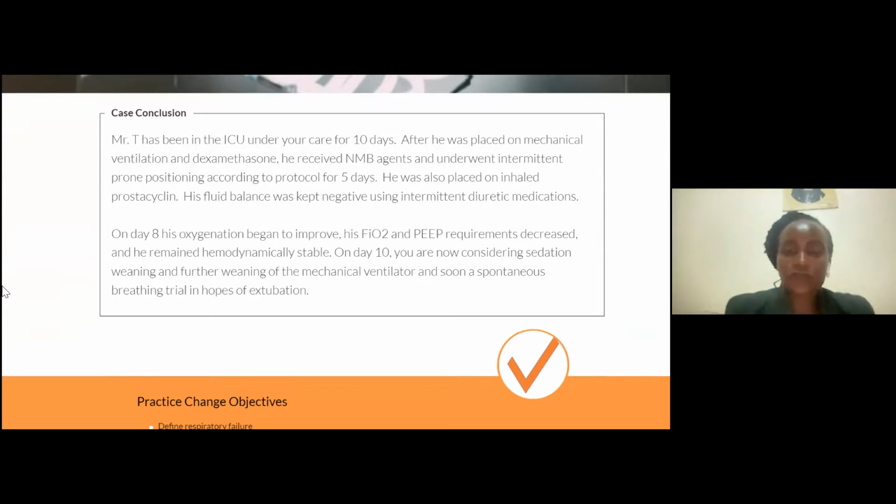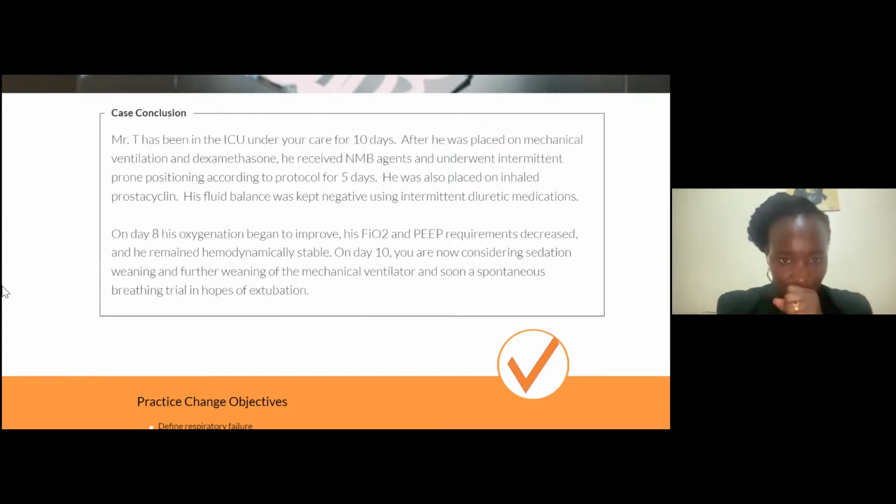So he's been in the ICU for 10 days, after he was placed on mechanical ventilation and dexamethasone. He received neuromuscular blocking agents and underwent intermittent prone positioning according to the protocol for 5 days. He was also placed on inhaled prostacyclin. His fluid balance was kept negative using intermittent diuretic medications.